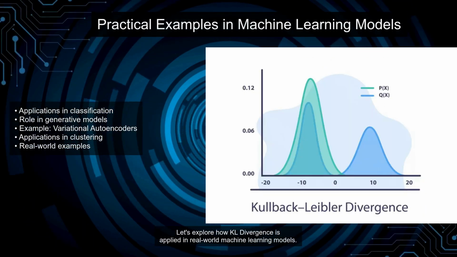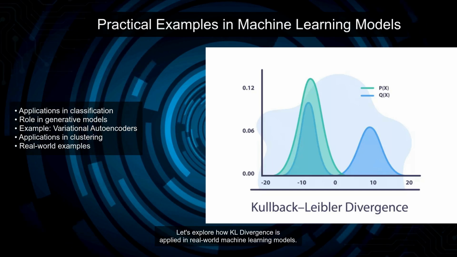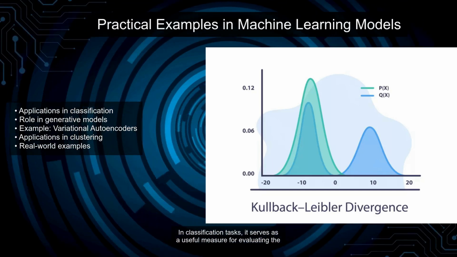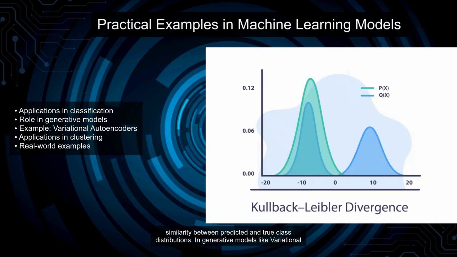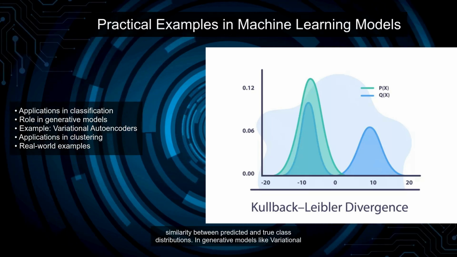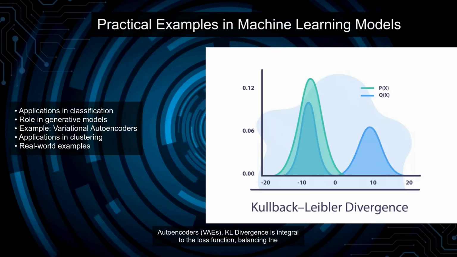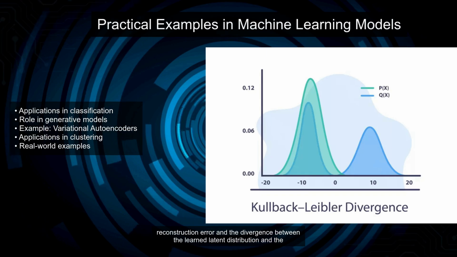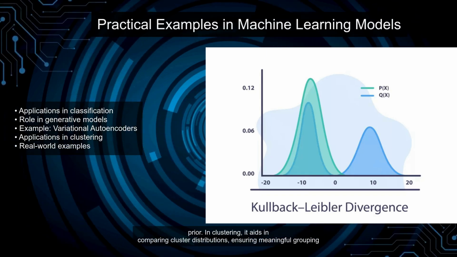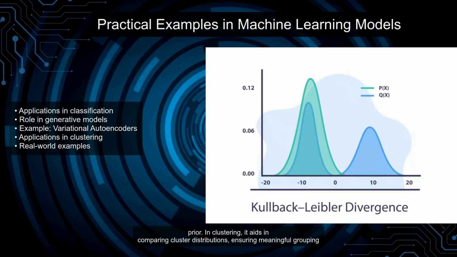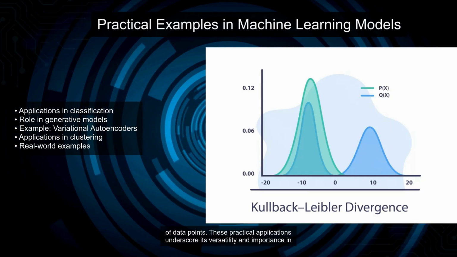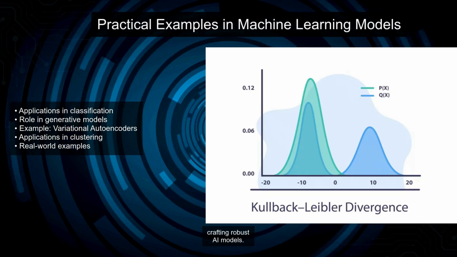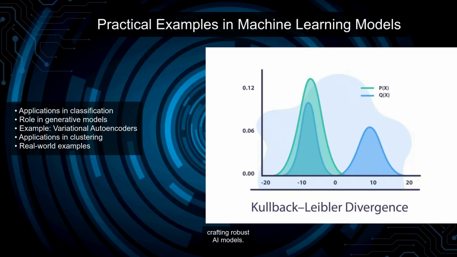Let's explore how KL divergence is applied in real-world machine learning models. In classification tasks, it serves as a useful measure for evaluating the similarity between predicted and true class distributions. In generative models like Variational Autoencoders, VAEs, KL divergence is integral to the loss function, balancing the reconstruction error and the divergence between the learned latent distribution and the prior. In clustering, it aids in comparing cluster distributions, ensuring meaningful grouping of data points. These practical applications underscore its versatility and importance in crafting robust AI models.